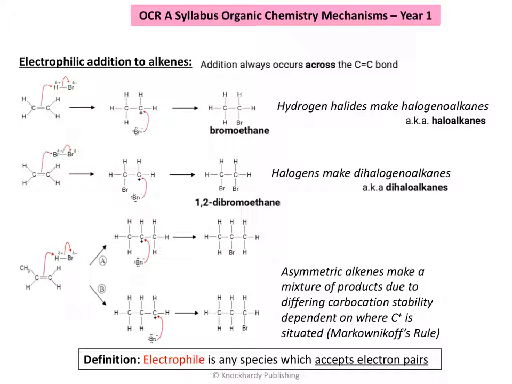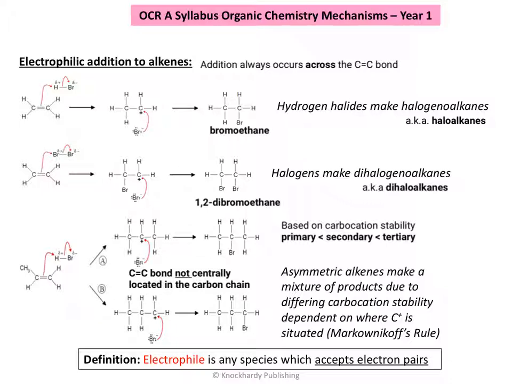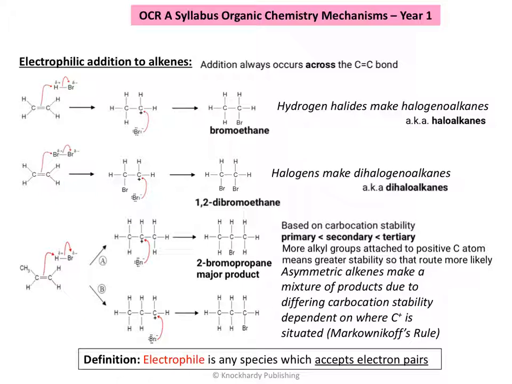So, like I said a couple of seconds ago, considering the asymmetric alkenes, what asymmetric actually means is that the carbon-carbon double bond is not centrally located in the carbon chain, so it's towards one end. So you get differing carbocation stability. Primary carbocations are less stable than secondary carbocations, which are less stable still than tertiary. So tertiary is the most stable, secondary second most, primary least. The more alkyl groups attached to the positive carbon atom means greater stability, so that route is more likely to take place. So in the case you've got here, 2-bromopropane is your major product, and 1-bromopropane is going to be the minor product.